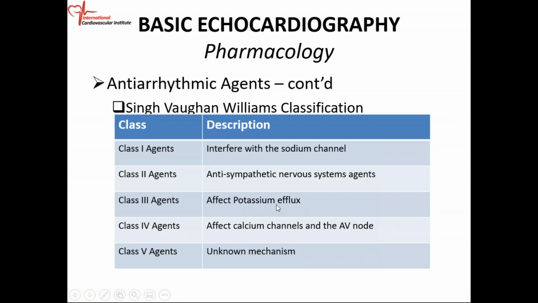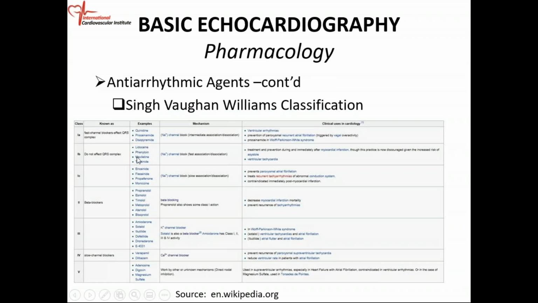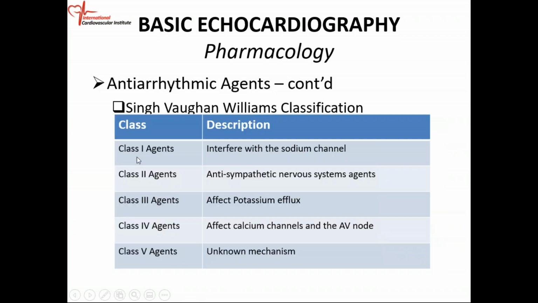It blocks the potassium channel. Class 4 agents are your calcium channel blockers and other AV node drugs. And class 5 is mixed basket, unknown mechanism. So the Singh-Vaughan Williams classification goes from class 1 through class 5. Again, class 1 is your sodium, 2 beta blocker, 3 potassium channel blockers, 4 calcium, 5 unknown.